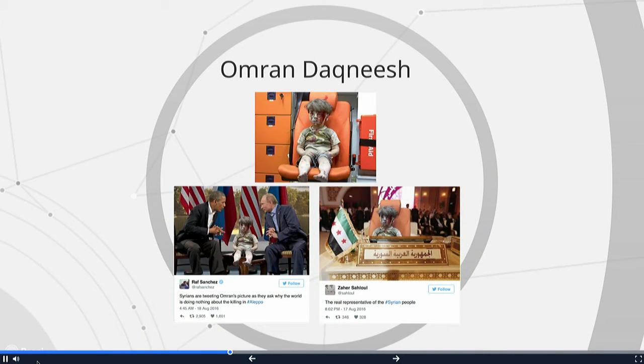Similar images went viral 1 year later when Omran Daqneesh was photographed after being pulled out of his destroyed home in Aleppo. The images of the child staring blankly into the camera captured the attention of the world. Omran was photoshopped into images showcasing the lack of representation for Syrian people. These images gained traction on Twitter and increased attention on Aleppo, at least for a while.